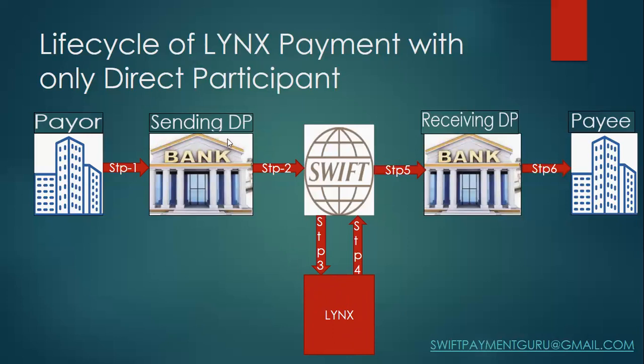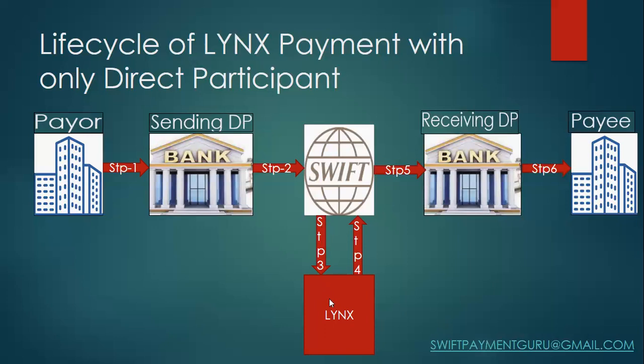Now, the sending direct participant has a master account at Lynx. Now, Lynx is controlled by the Central Bank of Canada. Settlement is done via their master account, that's why they have this master account over there. I'll call it a settlement account, and on receiving this message via Swift, Lynx will do the necessary action.